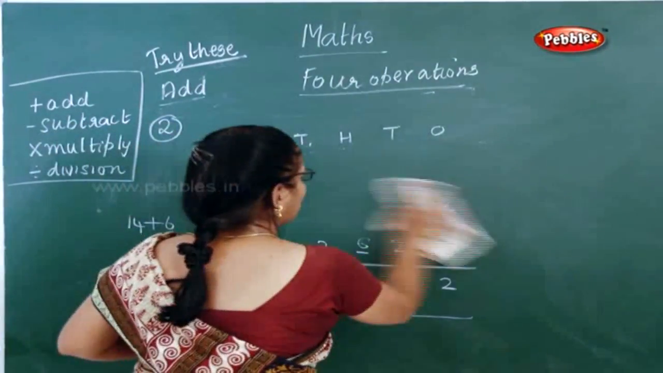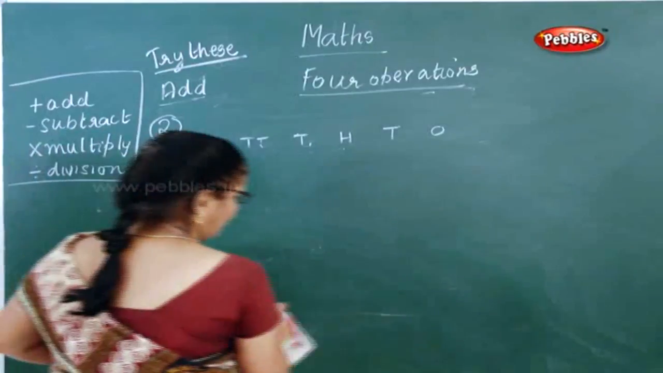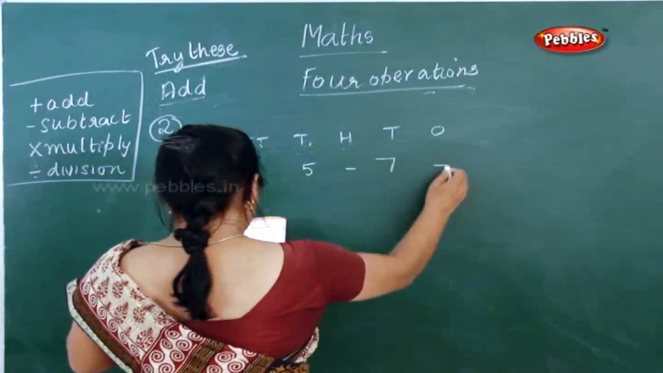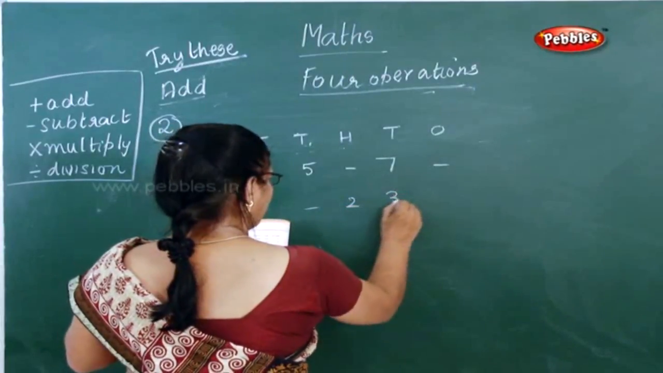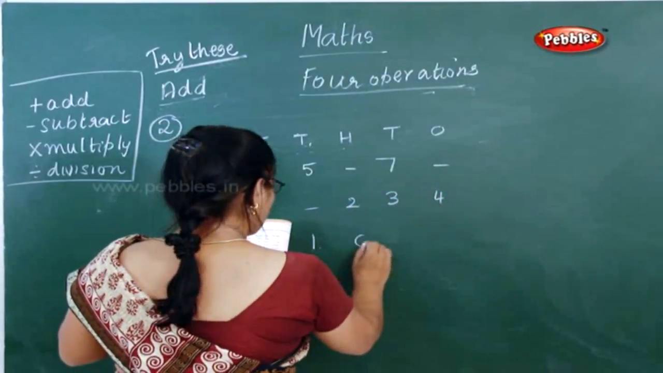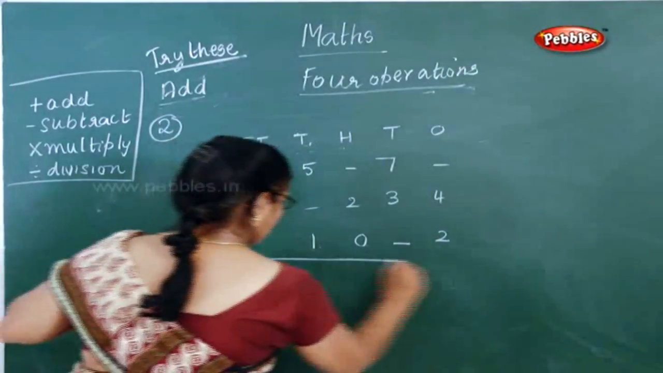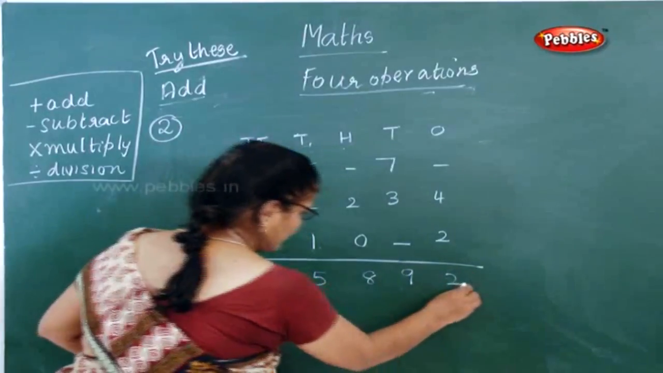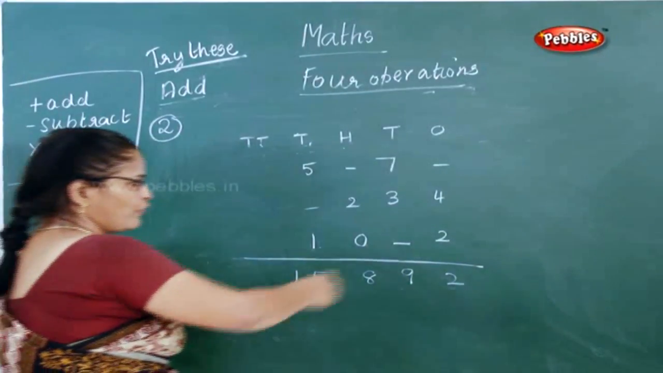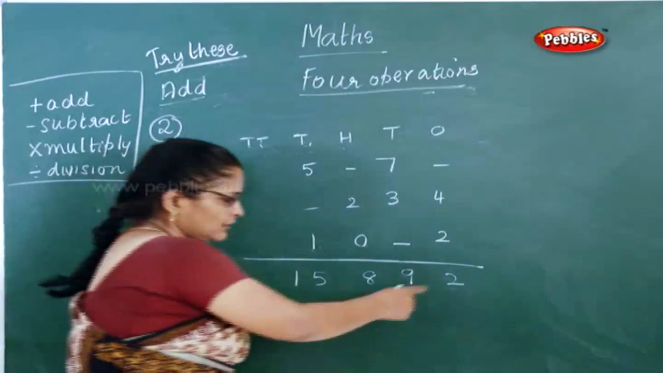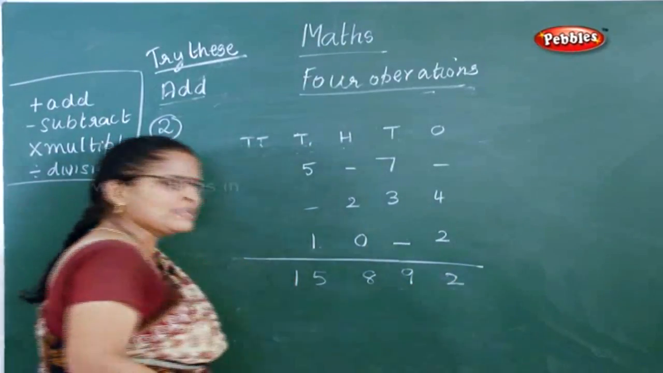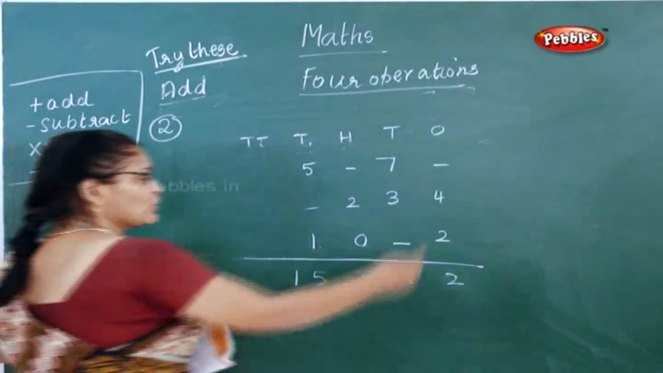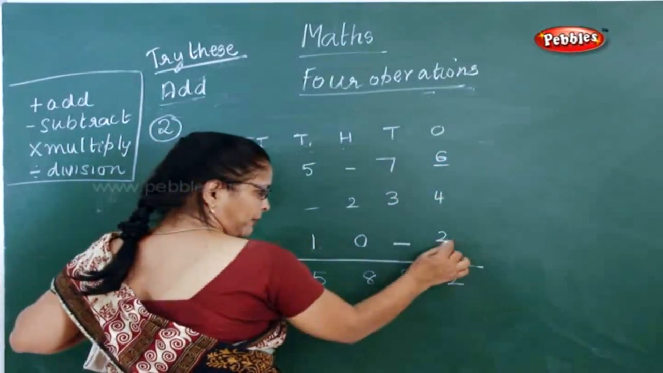Replacing the digit. They have given one more sum. 5 dash 7 dash 2 3 4 1 0 dash 2. Now 1 5 8 9 2. Now just check. Now what is it? 4 plus 2 is 6. But here it is 12, 2 it is given. 2 means 12. So that means 6 is given. So 12 minus 6 is how much? 6. So you immediately put, see 6 plus 4, 10, 10 plus 2, 12.